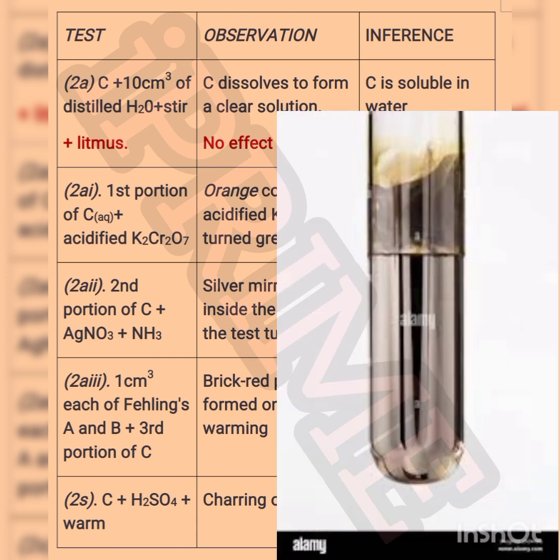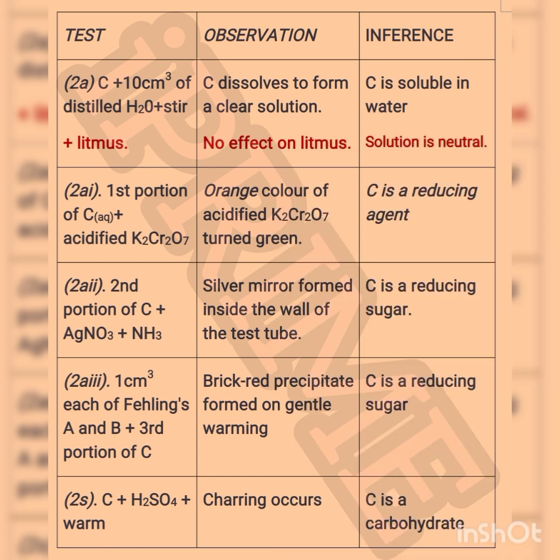Under observation, a silver mirror was formed inside the wall of the test tube. And whenever this happens, we have a reducing agent present. So under our inference, C is a reducing agent.